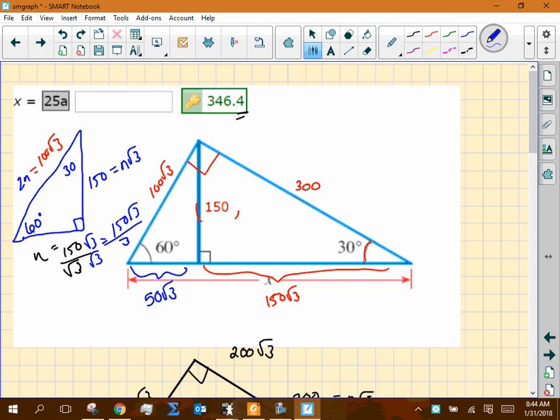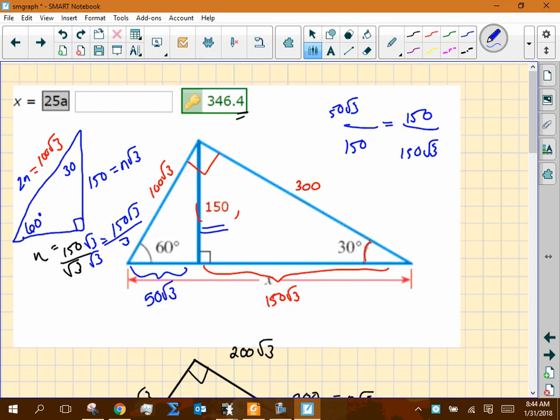We talked, like I said earlier, about geometric means in geometry, and in regards to altitudes, basically, it says an altitude, which is that 150, is the geometric mean. So it goes there and it goes there. Those are the locations of geometric means between the parts of the hypotenuse, so 50 radical 3 and 150 radical 3.